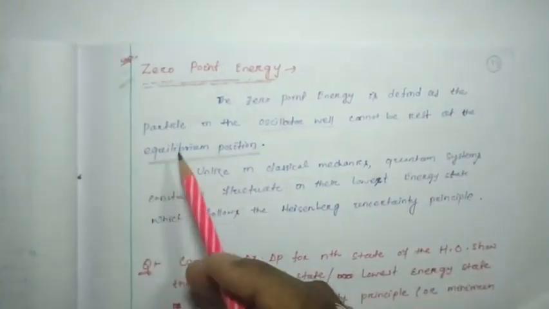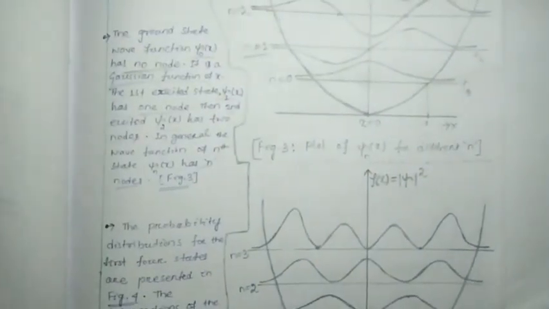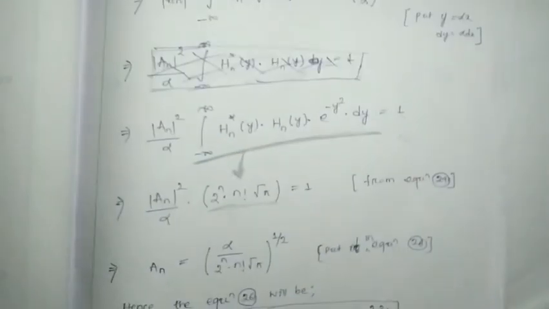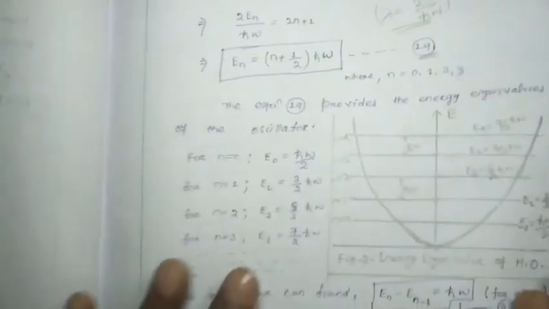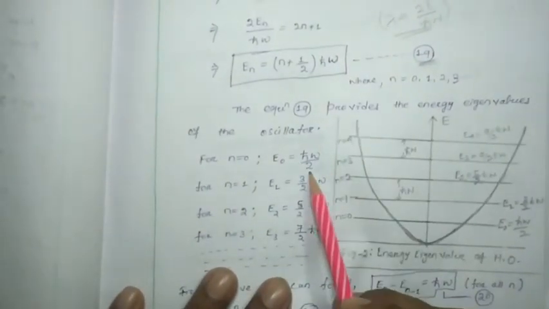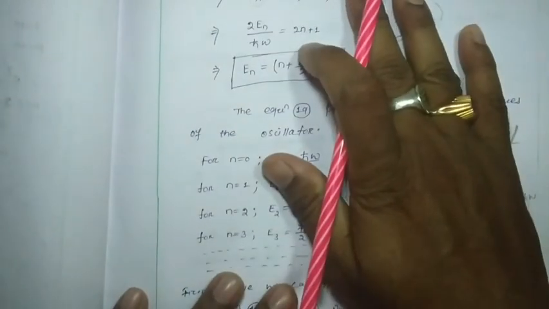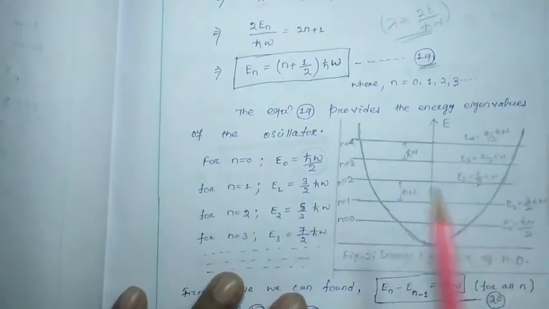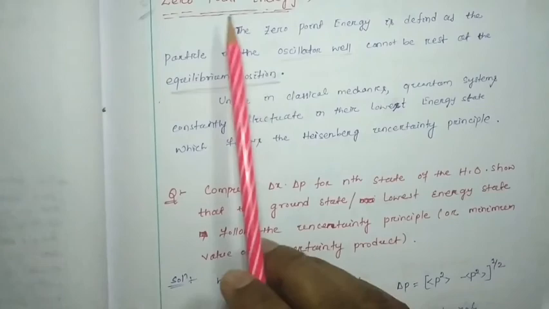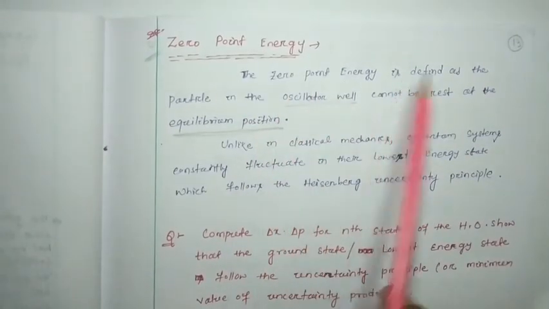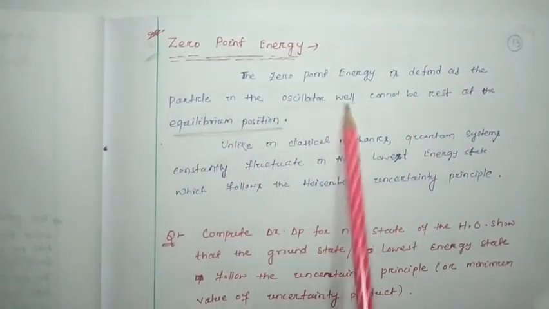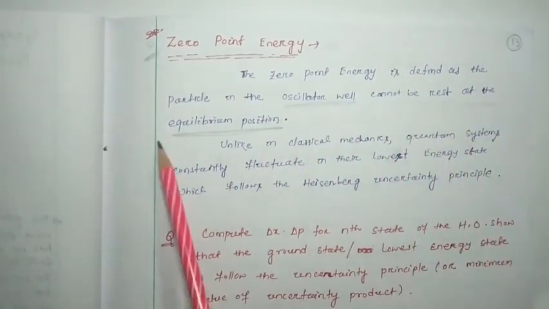That means at n equal to 0, E0 has the value of h cross by 2 times omega. Already we have found this in the eigenvalue. We found E0 has this value. That means it is telling us that at the equilibrium position, that is the minimum energy state, the minimum energy state has a definite value. This is called the zero point energy: the particle in the oscillator well cannot be at rest at the equilibrium position.